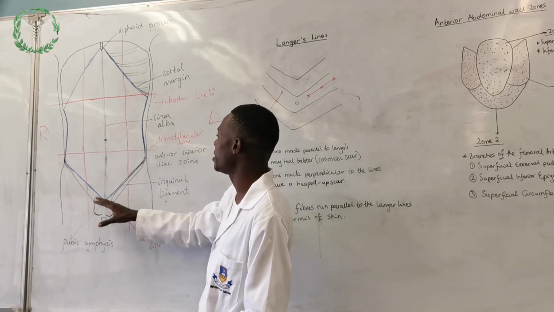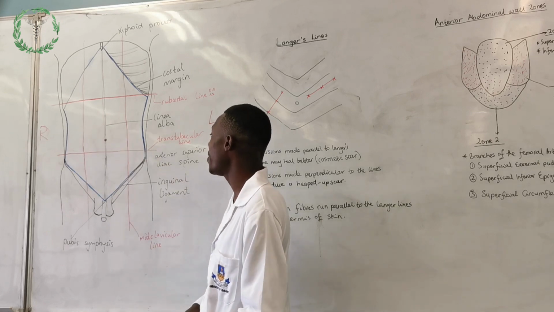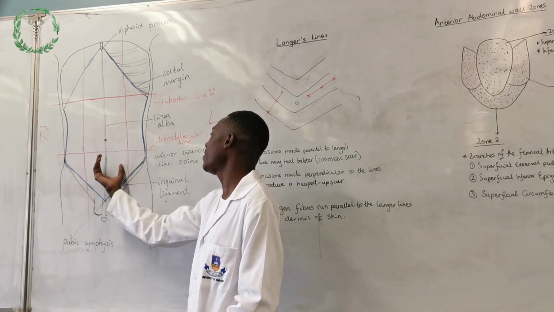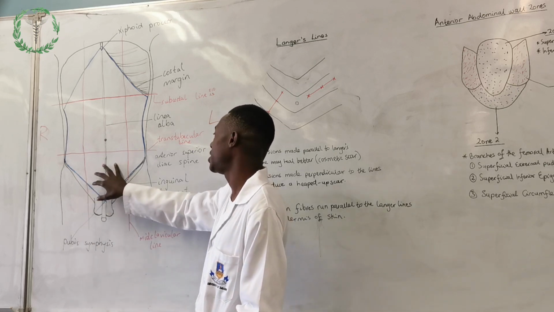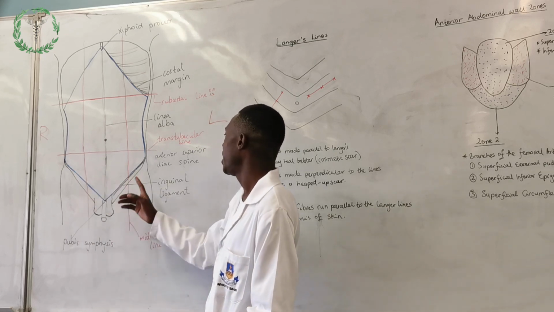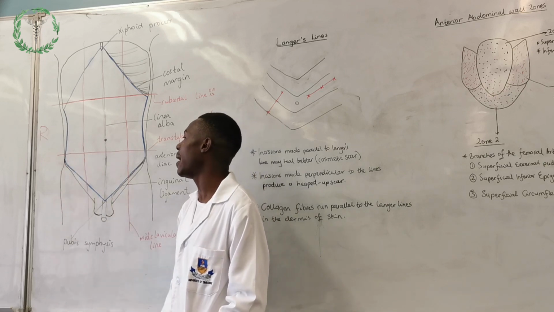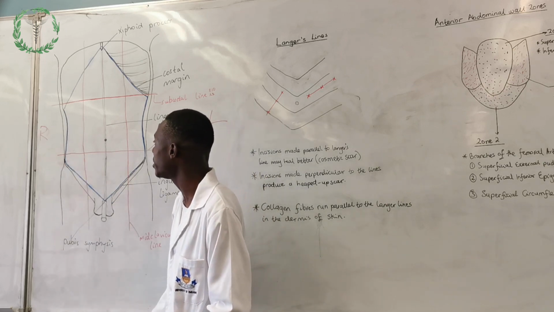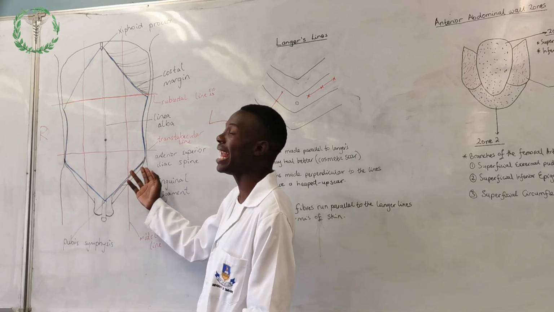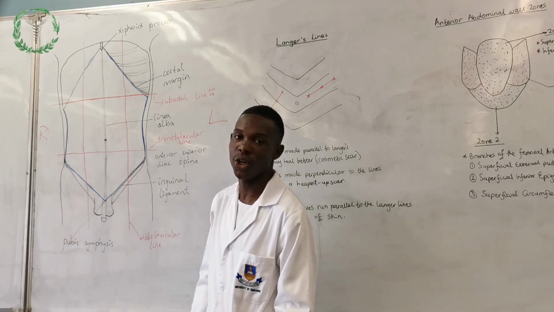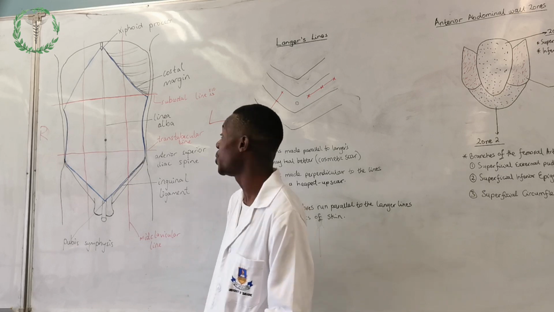They are very important because there are organs within these regions. Then here, this is the suprapubic region or the pubic region, depending on the source that you are using. This one is the right groin or right inguinal region, and this one is the left inguinal region or the left groin, depending on the source that you are using.